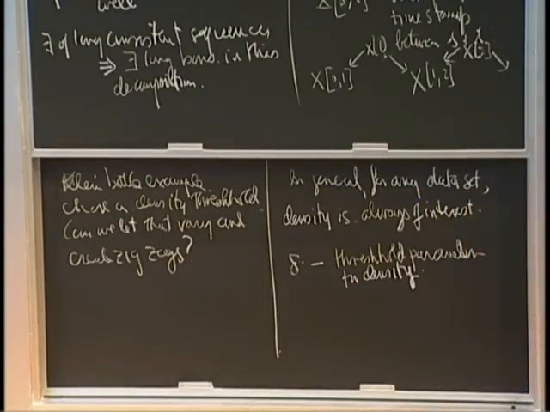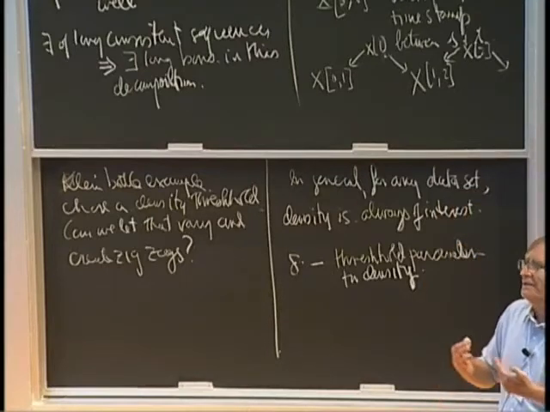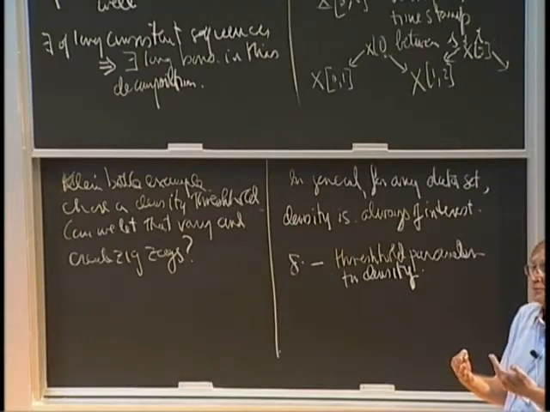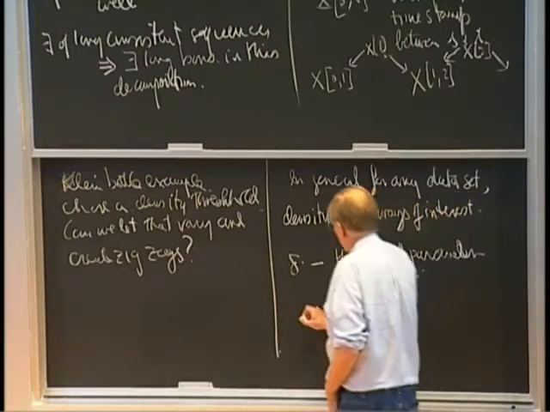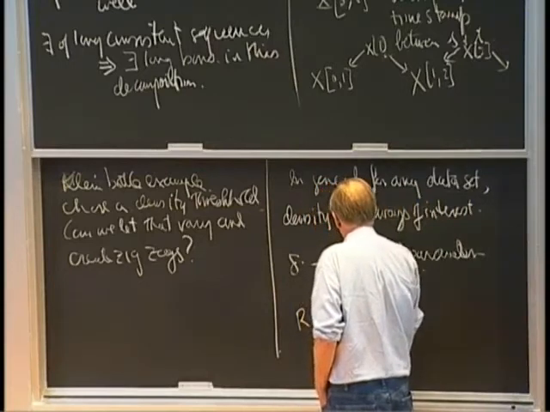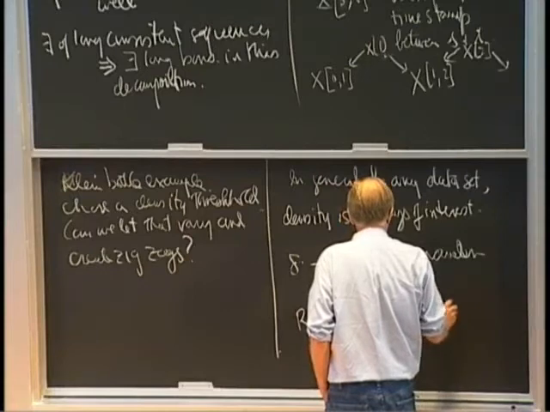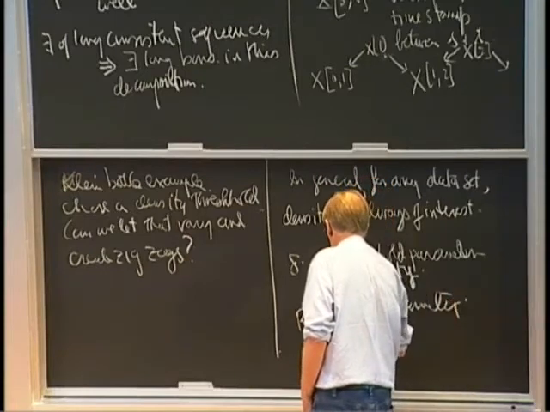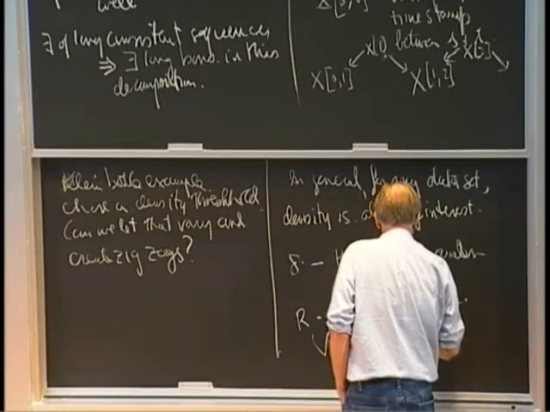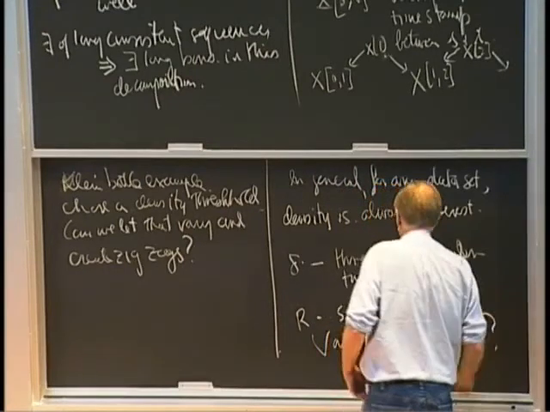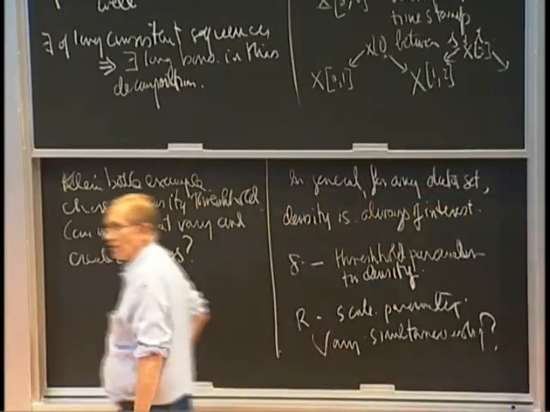But of course, I also want to vary my scale parameter. I don't want to fix that. That's sort of the whole reason we got started with this in the first place, because we knew we didn't want to have to choose that. So let's let r also be the scale parameter. Suppose I want those to vary simultaneously. Can I vary them simultaneously? That's the question. Okay. So what would that mean?